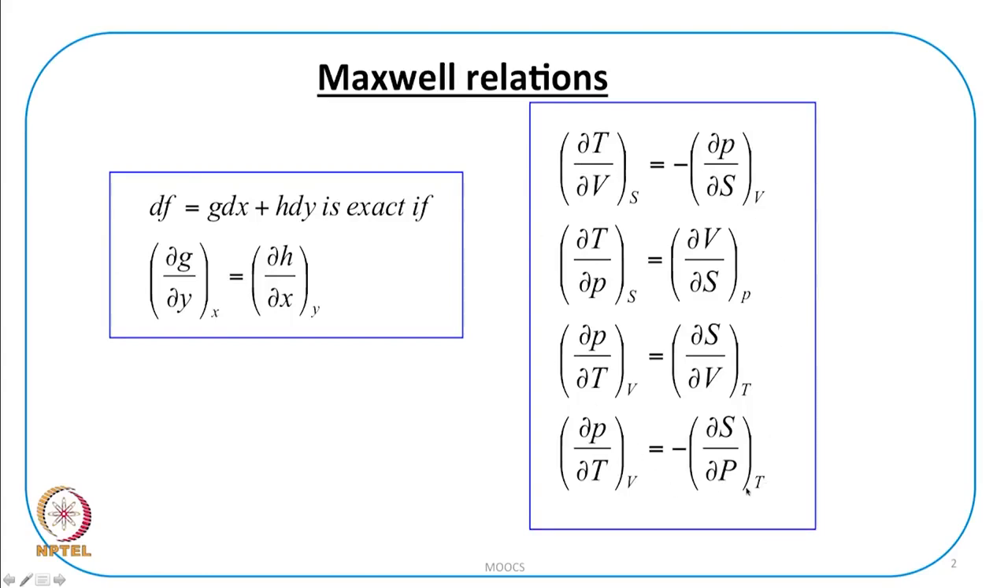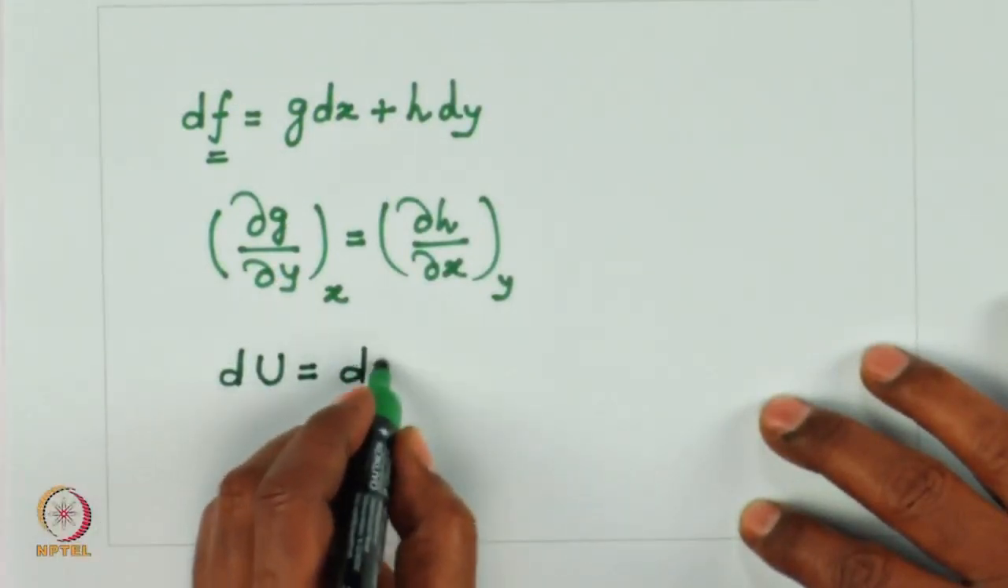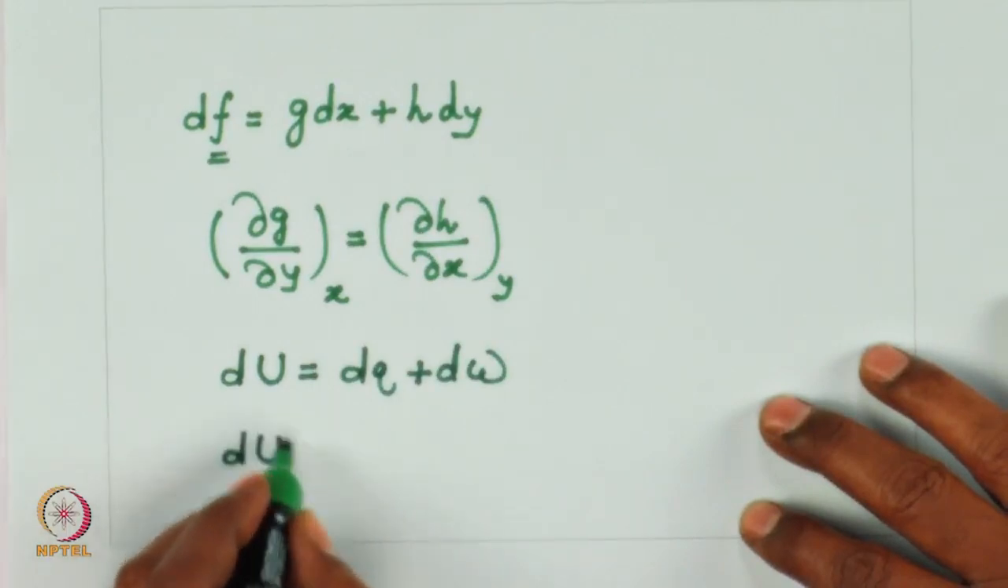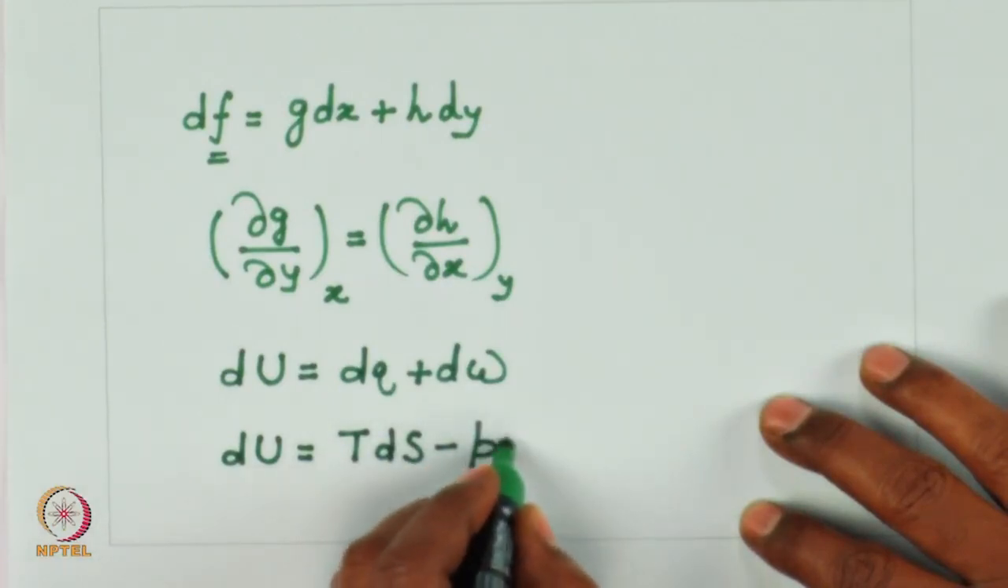By looking at these four Maxwell relations, you can appreciate the power of these mathematical equalities. These connect one thermodynamic property with another thermodynamic property without doing experiments. Let us derive each one of these from the first law of thermodynamics. We had written dU is equal to dq plus dw, and for a reversible change I can write, instead of dq, TdS minus PdV.